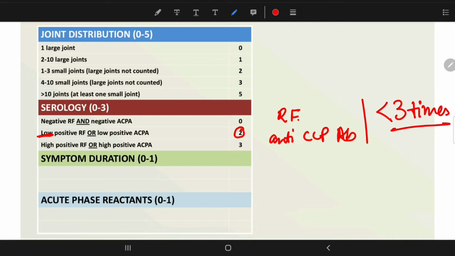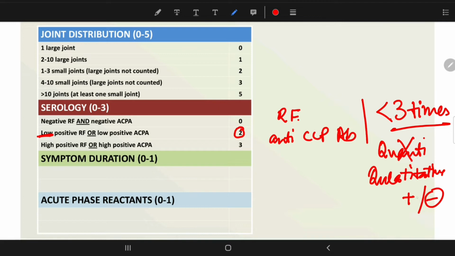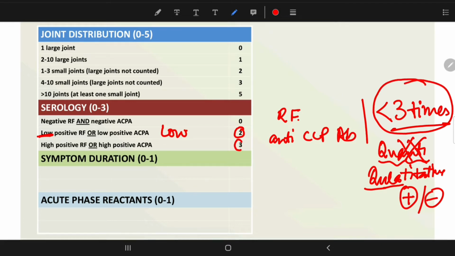Sometimes you don't have the quantitative test available, so in that case you are given only the qualitative value, that is your plus or minus. In that case, when the quantitative value is not available, you have to take the qualitative value automatically as a low score, not as a high score. If it is a high positive value, meaning more than 3 times the upper limit, it is given a score of 3.